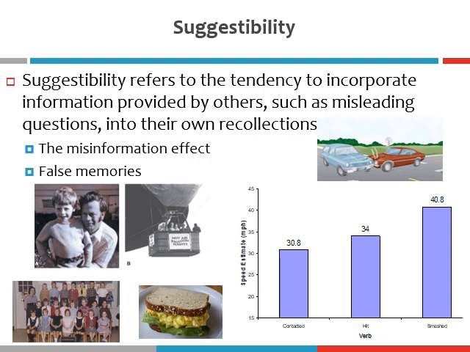So all of these examples, again, the misinformation effect and false memories, are examples of suggestibility because people are incorporating entirely false or misleading information into their memory, right? And their future recollections of the event are reflective of that.